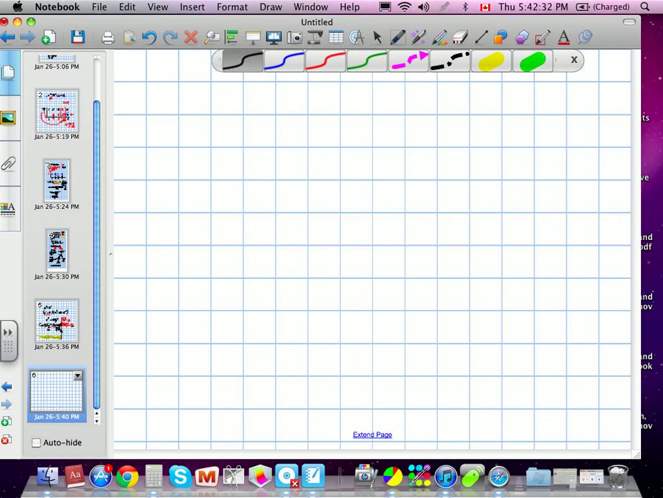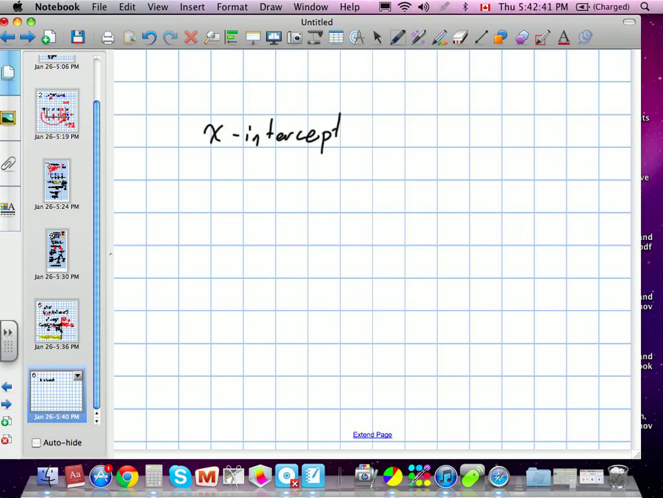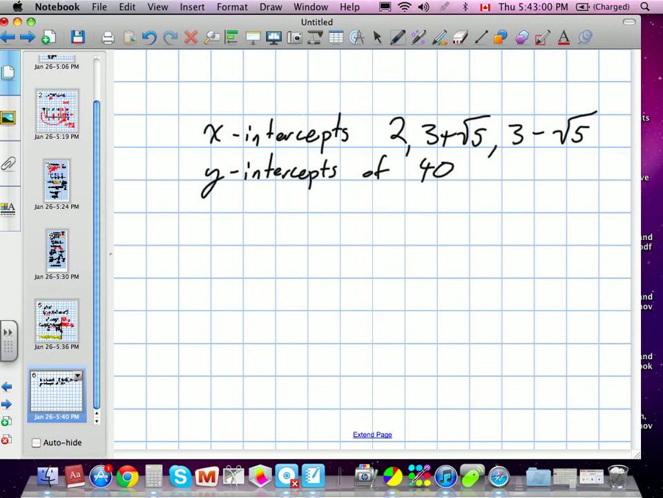Next, state the simplified equation of the cubic function with these x-intercepts. The x-intercepts are 2, 3 plus root 5, and 3 minus root 5. So what they're talking about is kind of like a difference of squares here. But we can set it up the way you did. And a y-intercept of 40. If the y-intercept is 40, that's when x is equal to 0. When x equals 0, y is 40. So we need to solve.